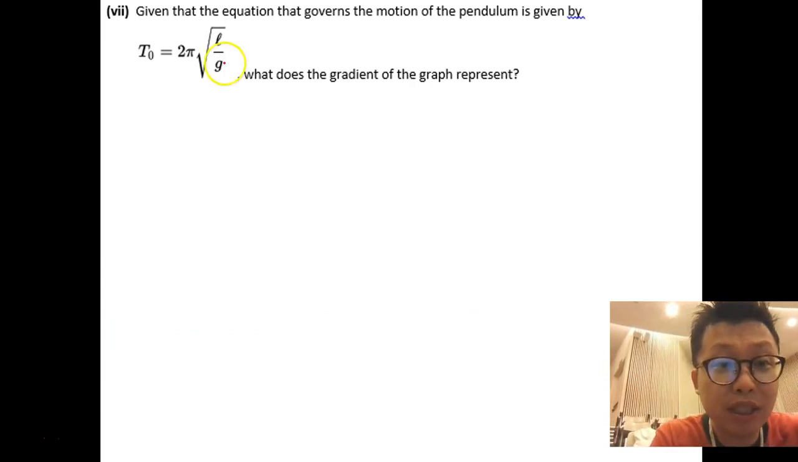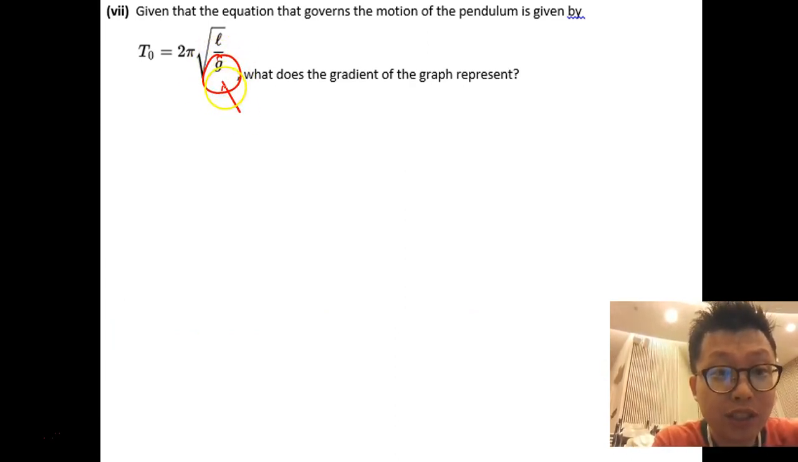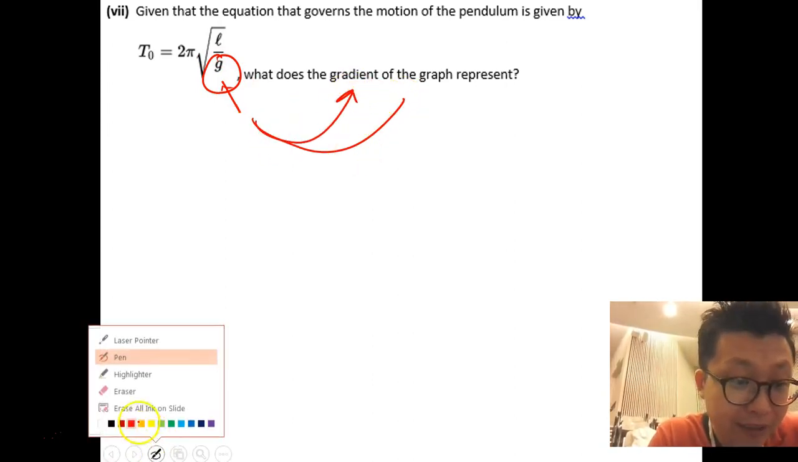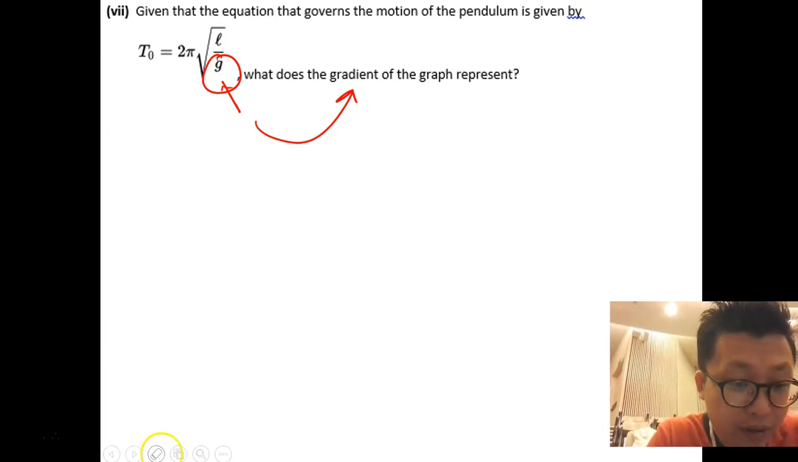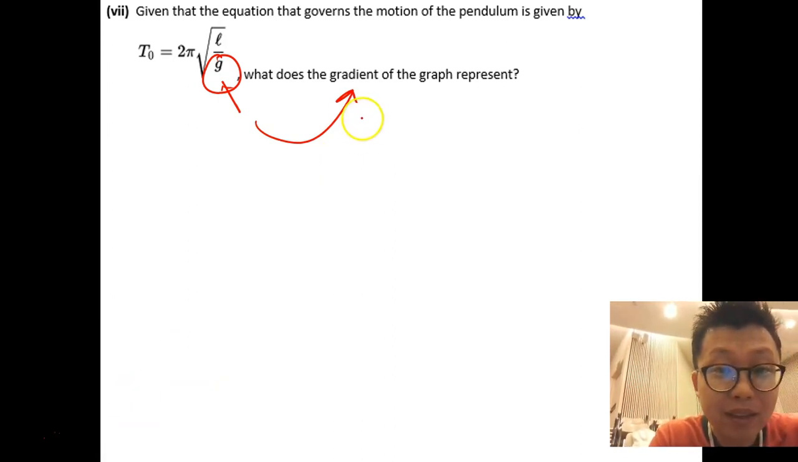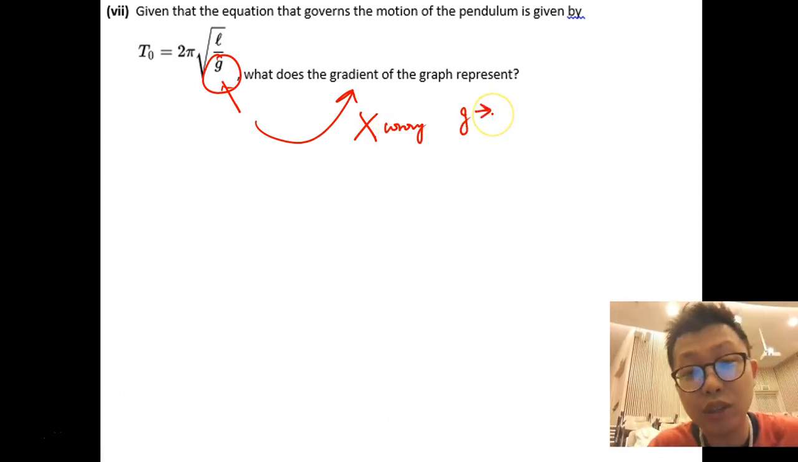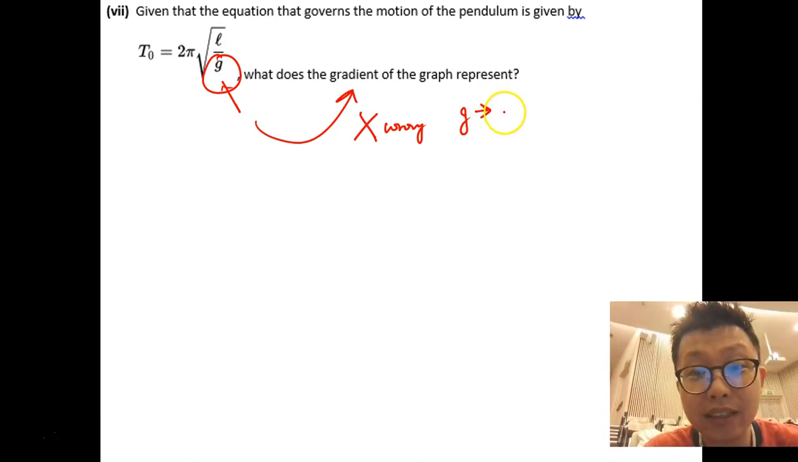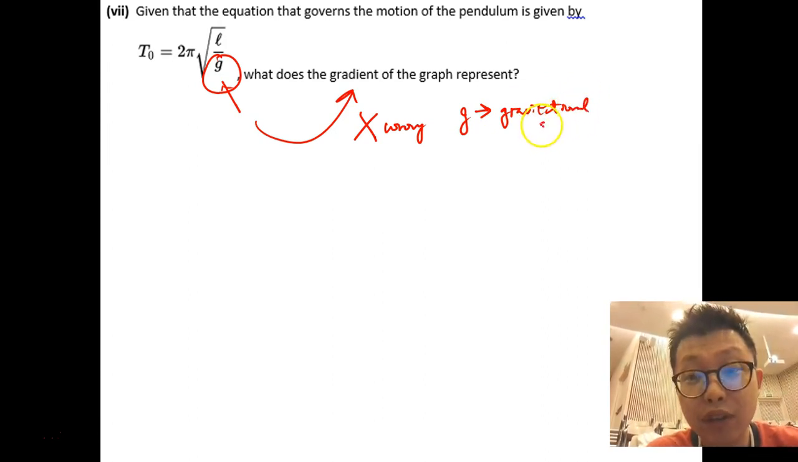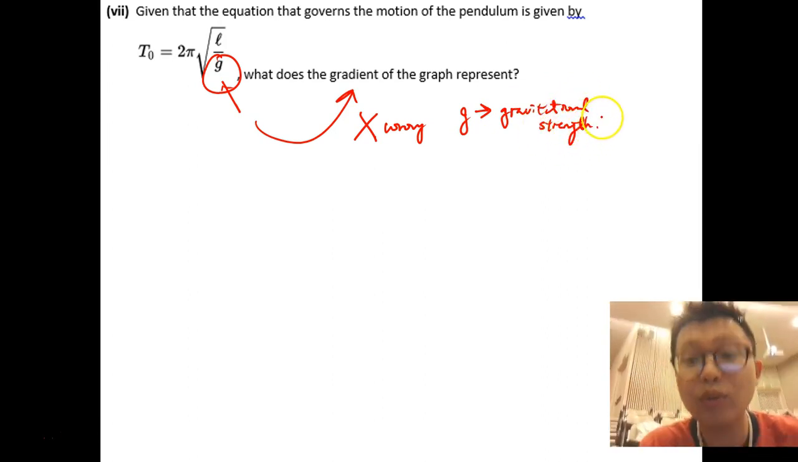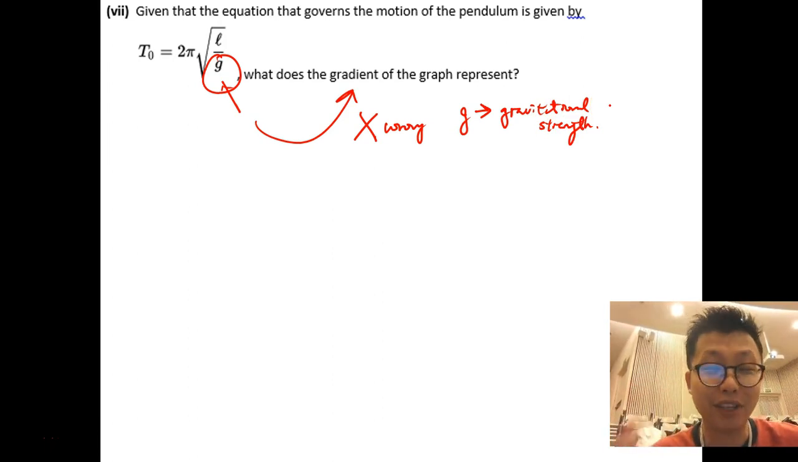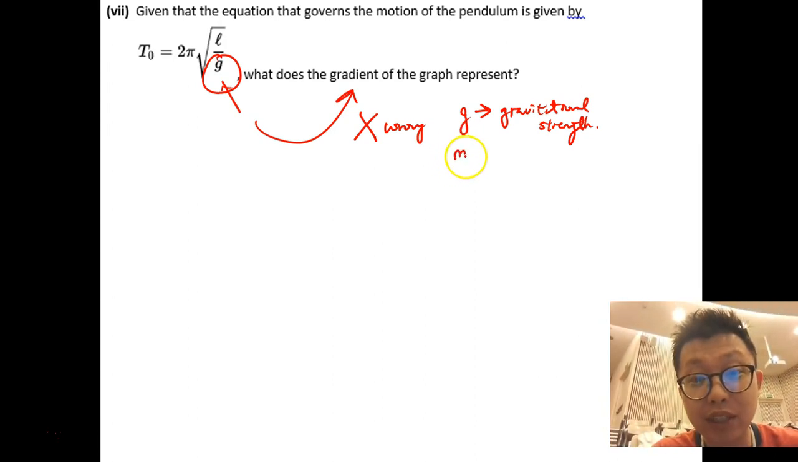Okay, for this, I noticed that some of you think that G stands for gradient. This is wrong. Okay, this is not what I meant. G is actually a universal symbol that indicates the gravitational strength. You have not been taught this, so I'm going to kind of forgive you, but G is not gradient. The universal symbol for gradient is actually M.